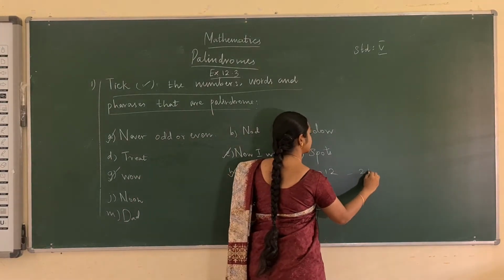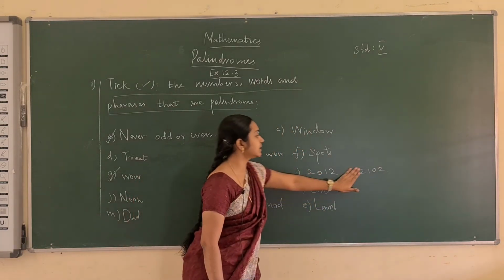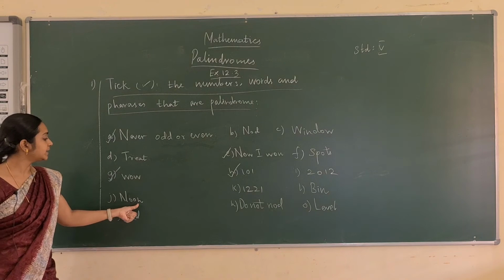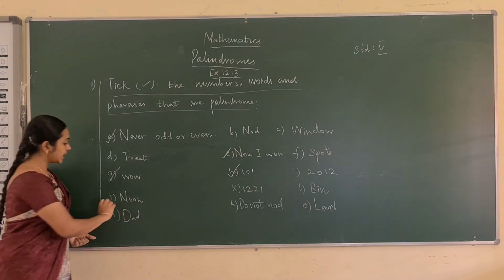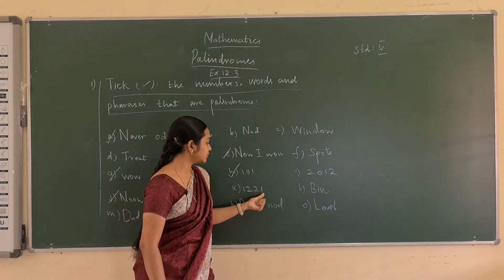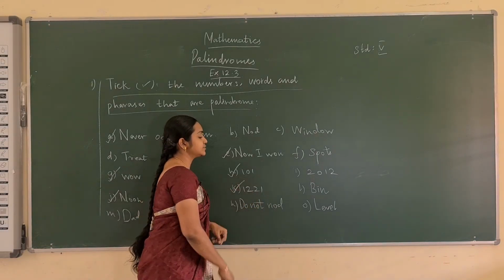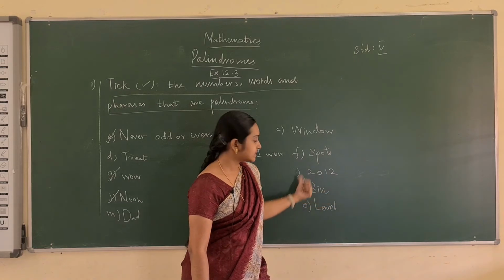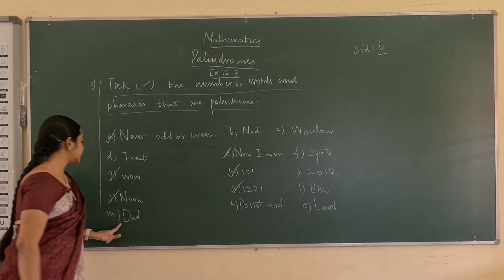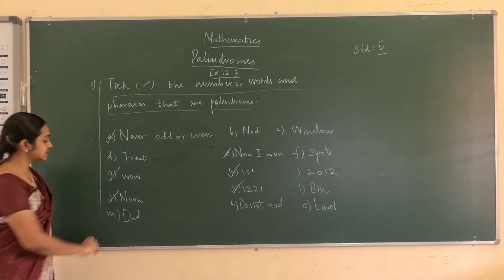2012. Reverse this, 2102. So this is not a palindrome. Next, noon. Reverse this, N-O-O-N, noon. So again this is a palindrome. 1221. Reverse this, 1221. So this is a palindrome. Bin. Reverse this, nib. So this is not a palindrome. Next, dad. Reverse this, D-A-D, dad. So this is a palindrome.